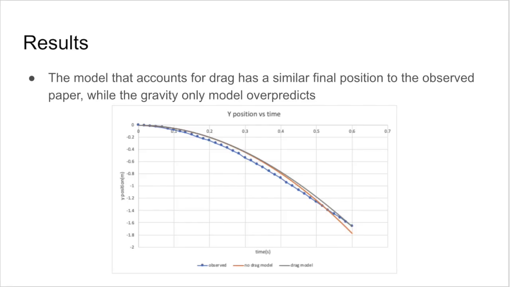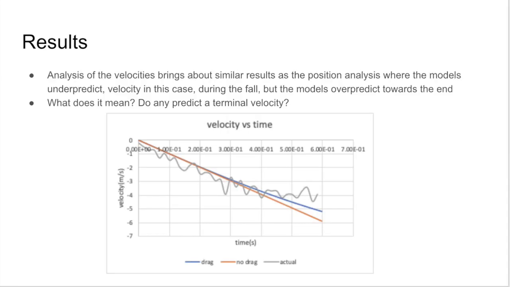As you can see, the gravity-only model overpredicts the final position, while the model with drag force is very similar to the actual value, mostly due to fitting the B value. Both underpredict the motion while the paper is falling, though. The model curves are also very similar, which I think is due to the B value being very small. Now we can look at the velocities of each of the models and the actual data.